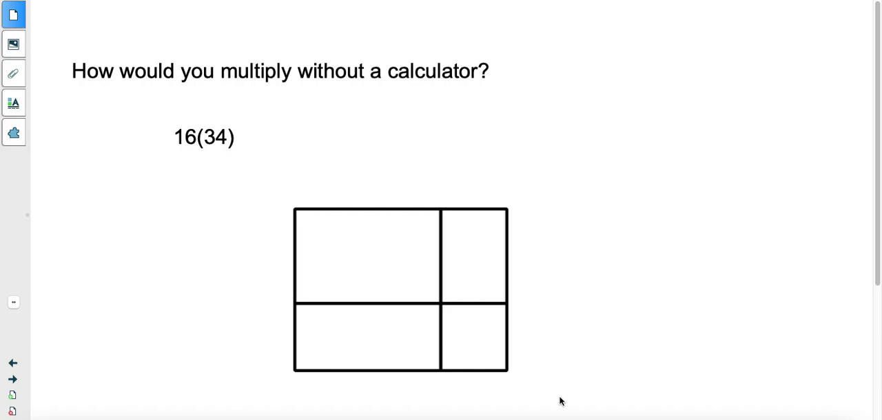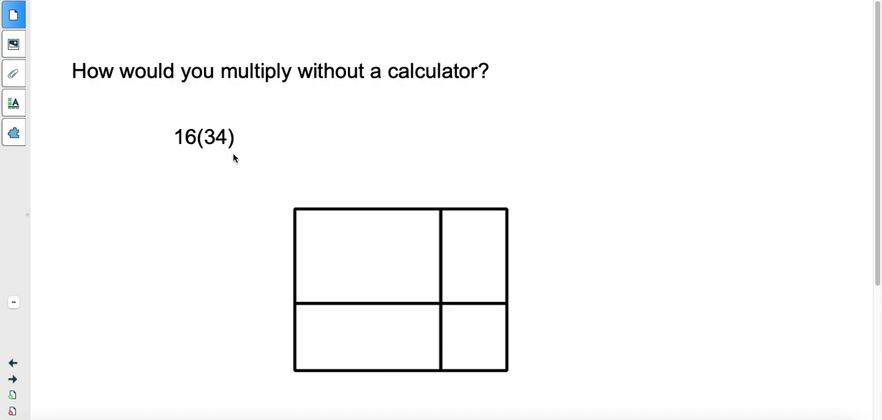Hi everyone. In this video, I'm going to go over expanding. Now, to help me introduce this topic, I want to take a look at this question. So this question asks, how can I multiply 16 times 34 without a calculator?